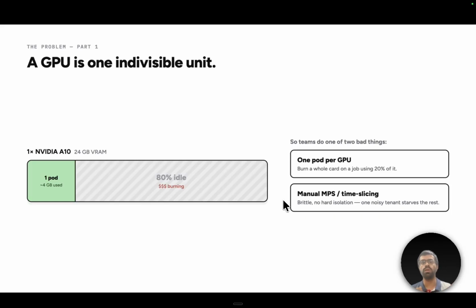So teams end up doing one of two bad things. Number one is one pod per GPU, so you burn the whole card on a workload that only uses 20% of it. The second one is manual MPS or time slicing hacks. These are usually brittle with no hard isolation, and one noisy tenant could starve the others.